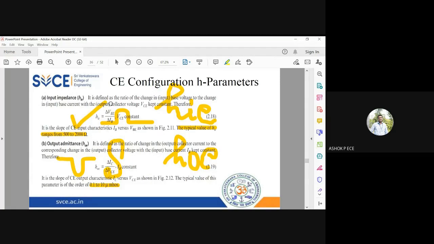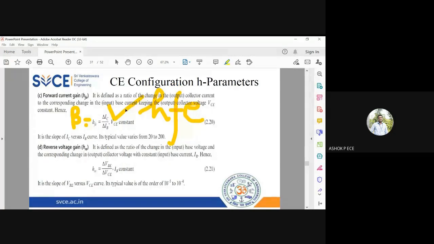Impedance is very high, good for me. Output admittance is also a normal value, it is good for me. Current gain, yes, common base has no current gain, but common emitter is providing me a very good current gain. So current gain is also there.